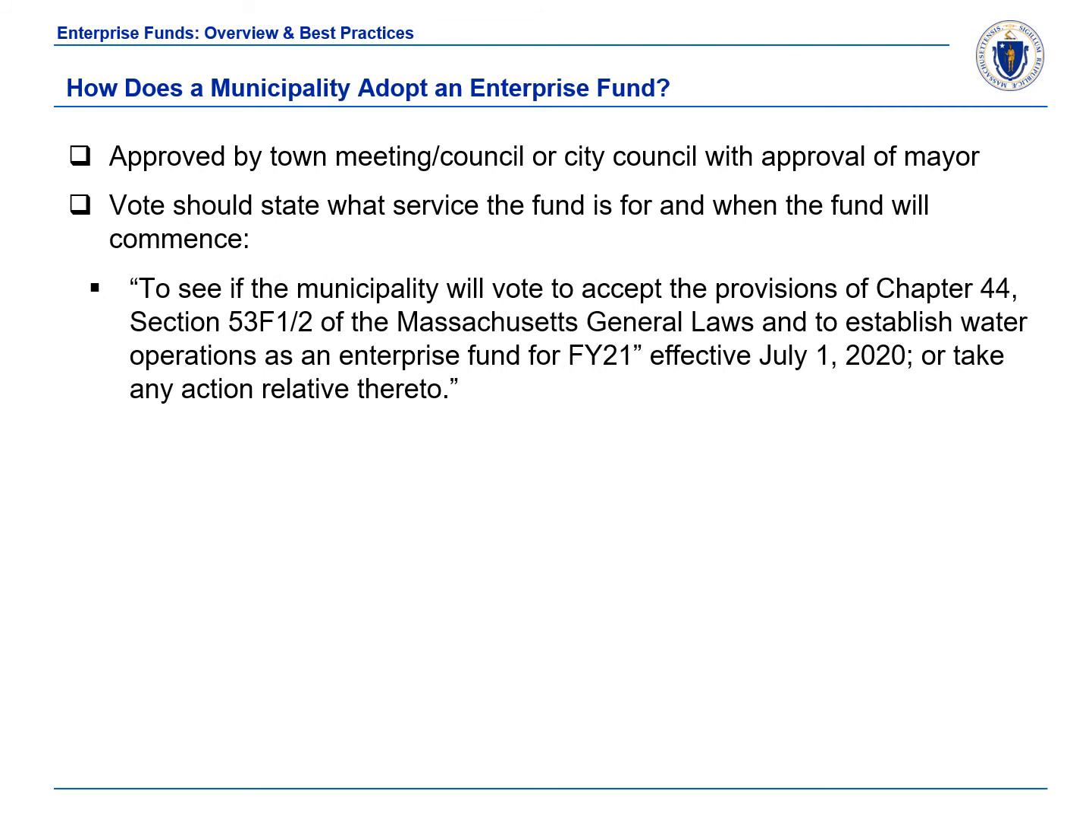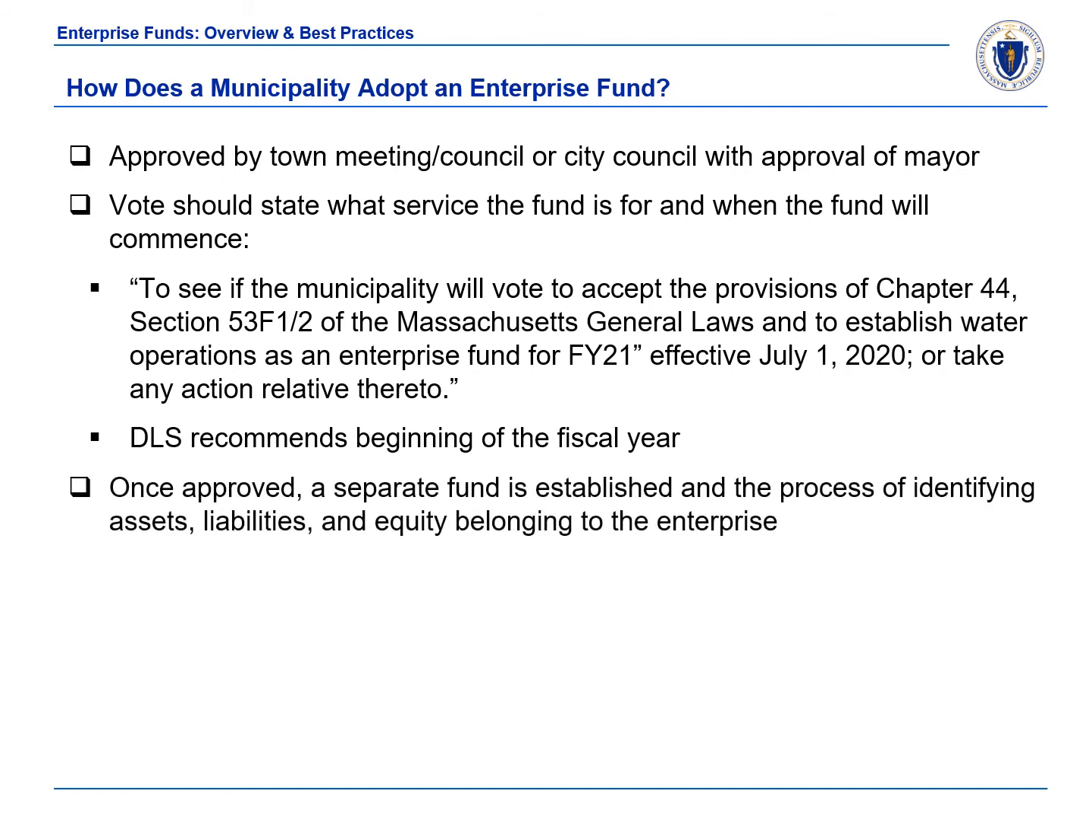The vote clearly states what the service is, in this case water services, and when the fund will commence. The Division of Local Services recommends that the fund commence at the start of a fiscal year, as this sample fund would if approved. Once adopted, the community begins the process of establishing a separate fund within its accounting records and identifying the assets, such as capital items and infrastructure, liabilities, and equity belonging to the enterprise.